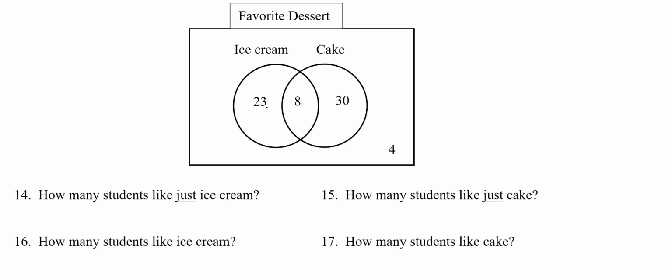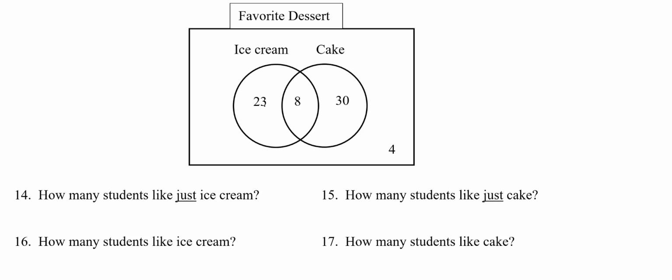Okay, so favorite dessert. Remember, the 23 represents that you just like ice cream. Nothing else, just ice cream. The 30 represents you just like cake. The 8 represents you like both. And the 4 represents you don't like either of them, which is a little weird.